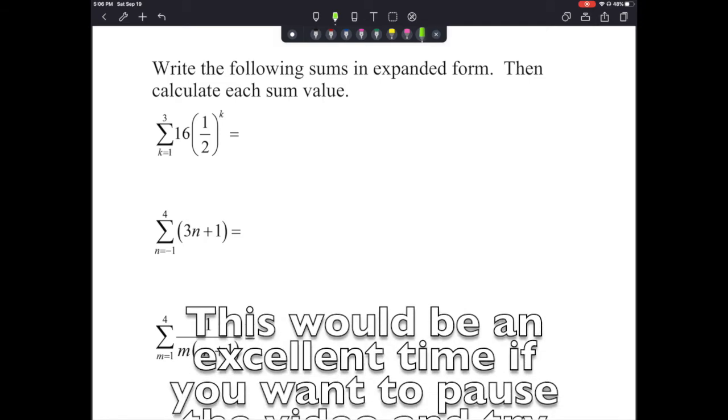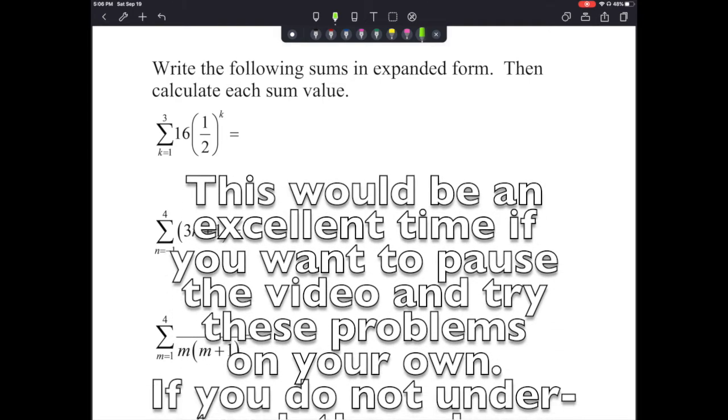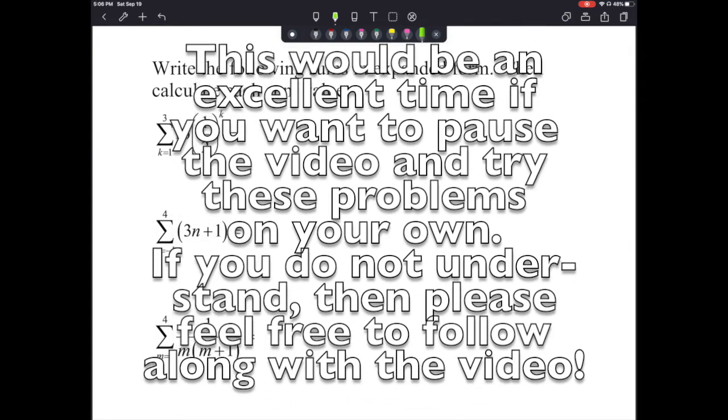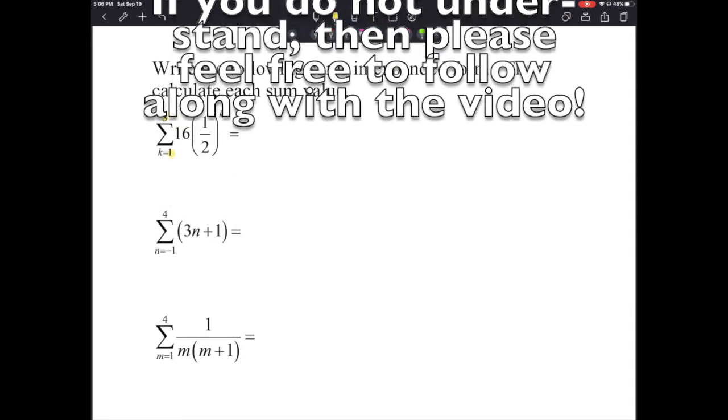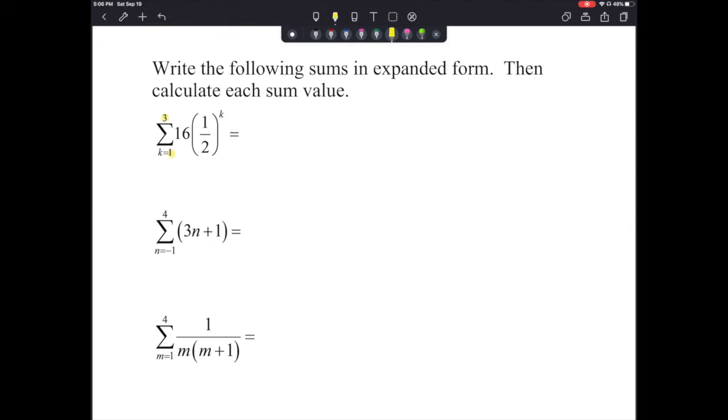The next slide says, write the following sums in expanded form, then calculate each sum value. So the first one, we're finding the sum from the first term to the third term of the 16 times 1/2 to the power of k. Let's do it. So our first term would end up being 16 times 1/2 to the blank power. How many terms are we going to have here? We're going to have a term 1, a term 2, and a term 3. So I'm going to set up that template. There's our 3 terms.